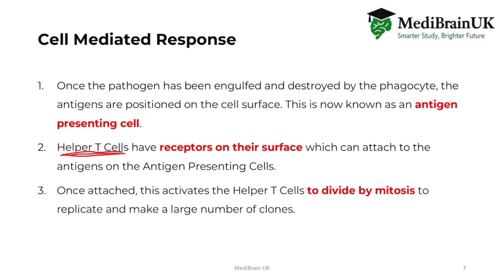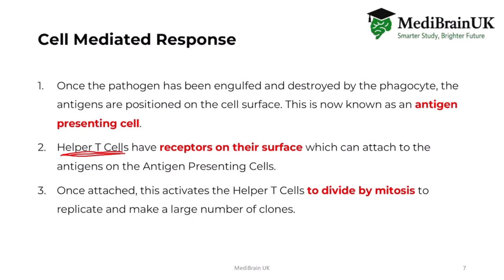Now, what's going to happen is that these helper T cells, because they have receptors on them, are going to come and bind to the antigen presenting cell. They're going to bind to the antigens that are on the antigen presenting cell.